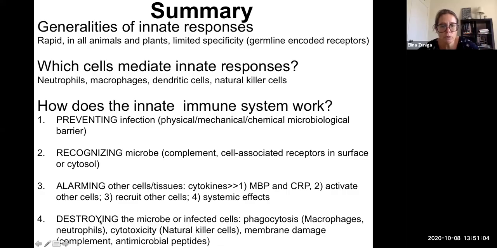And then we talk about mechanisms of destroying the microbe, and we mention again phagocytosis by macrophages and neutrophils, cytotoxicity, and how natural killer cells can sense the presence of a virally infected cell that downregulated the expression of MHC class 1 and can kill the virally infected cells. And also we have mentioned in past lectures and today that complement and antimicrobial peptides may also promote destruction of the pathogen by damaging the membrane of the pathogen by creating a pore. And so with that, this is in a nutshell really what we want to cover about the innate immune system.